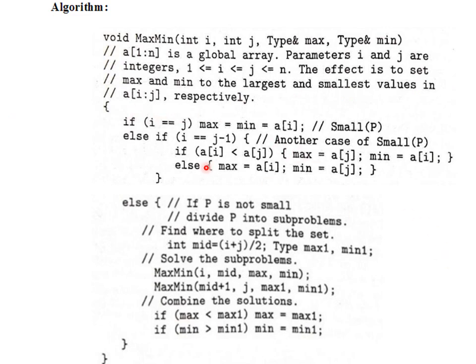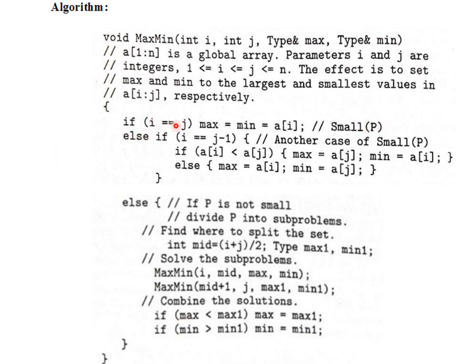Now the first case. I have already mentioned that there are three situations. The first situation: if i is equal to j, because i and j are the lower and upper index values, right? Index values. So i equal to j means there is only one item. So maximum and minimum are equal to a of i or a of j. That is small; we can say the problem is very small.